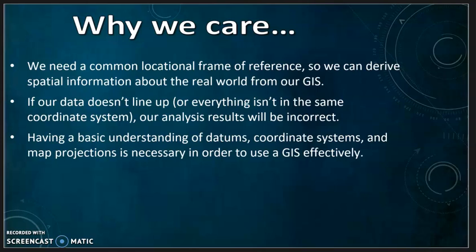So why do we care? We need a common locational frame of reference so we can derive spatial information about the real world from our GIS. From an applied GIS perspective, what this means is that we need to get all of our layers into the same coordinate system. The data frame has to be in the same coordinate system as well before we start analyzing our data. If our data doesn't line up or everything isn't in the same system, our analysis results will be incorrect.